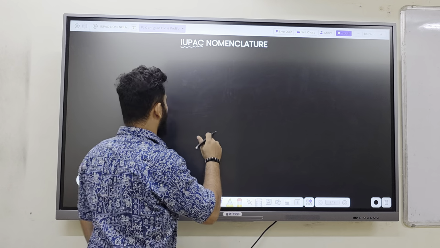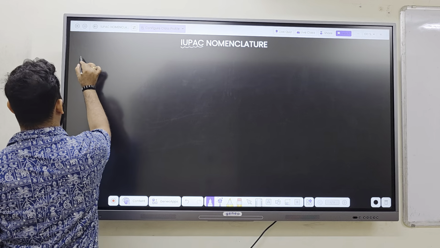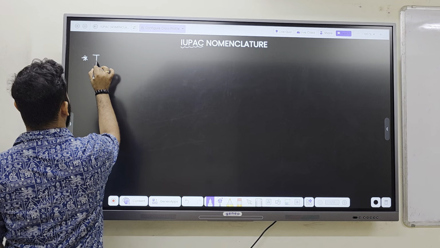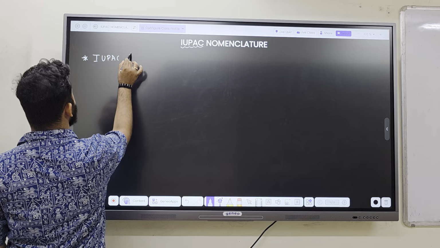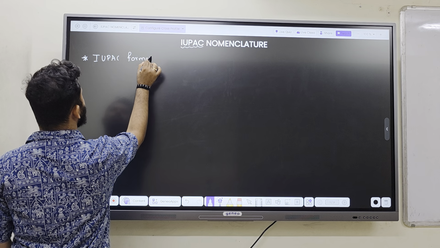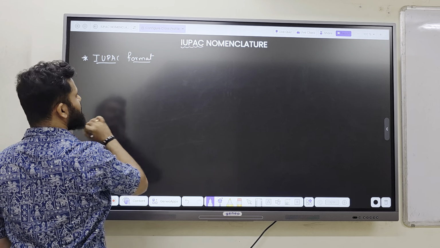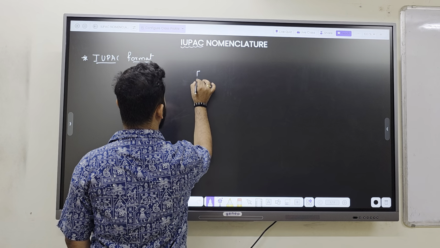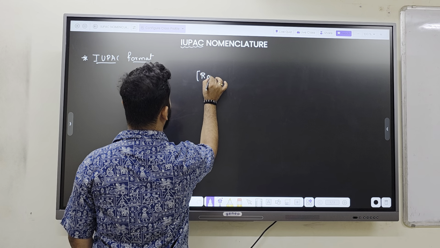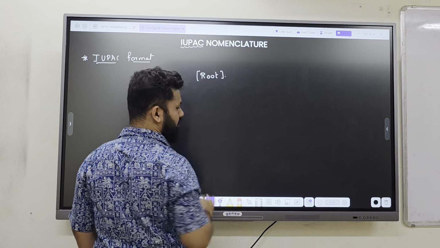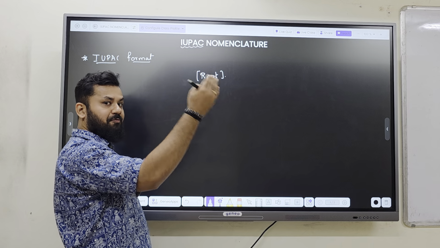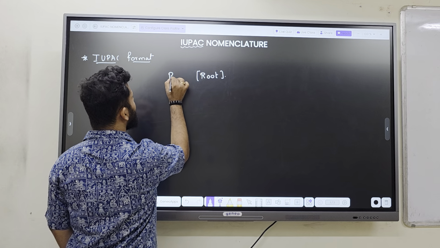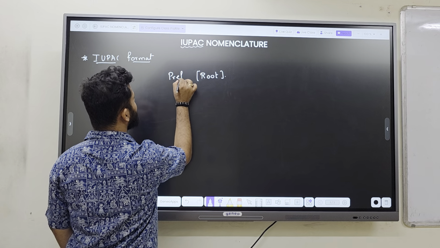The middle or the most important part, as per the IUPAC format, is the middle part, or the root. Whatever comes before the root is called the prefix, and the part of the name that follows the root is called the suffix.